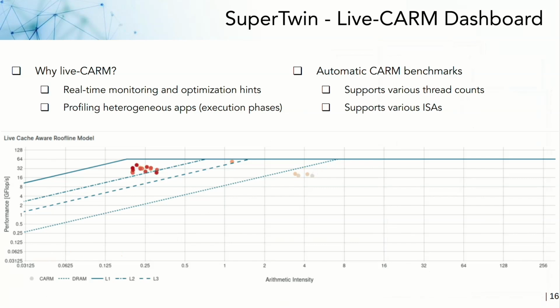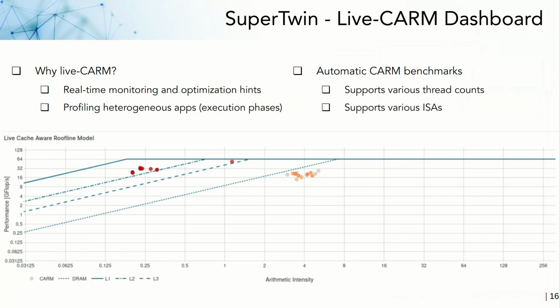This is great for profiling heterogeneous apps that can have different execution phases with different bottlenecks that need to be addressed in distinct ways. The diagnosis of these issues becomes easier when we can take advantage of the optimization hints that the CARM model is able to give us.